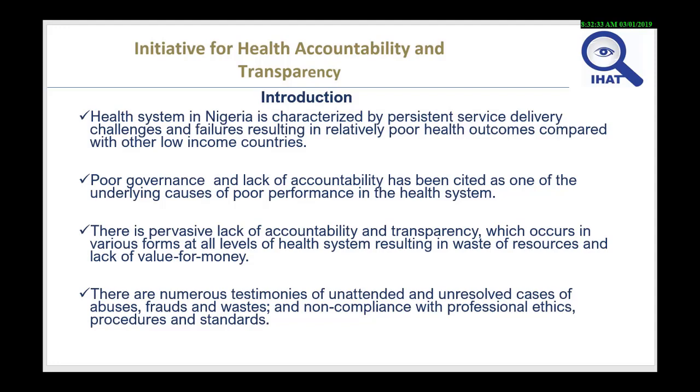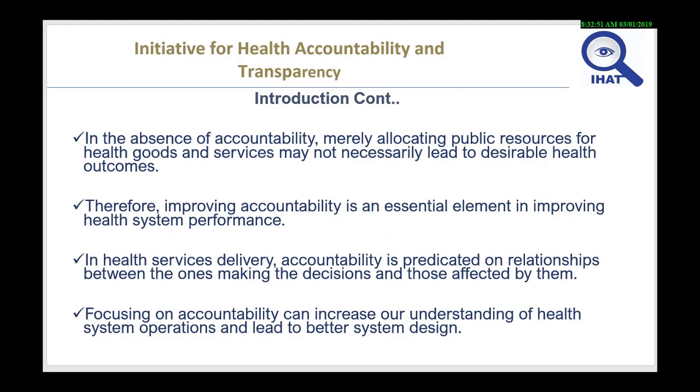There are numerous testimonies of unattended and unresolved cases of abuses, frauds, and waste, and non-compliance with professional ethics, procedures, and standards. In the absence of accountability, merely allocating public resources for health goods and services may not necessarily give good results. Therefore, improving accountability is an essential element in improving the health system performance. In health service delivery, accountability is predicated on relationships between the ones making the decisions and those providing services and those affected by them, that is the clients receiving services. Focusing on accountability can increase our understanding of health systems operations and lead to better understanding of the health system design.